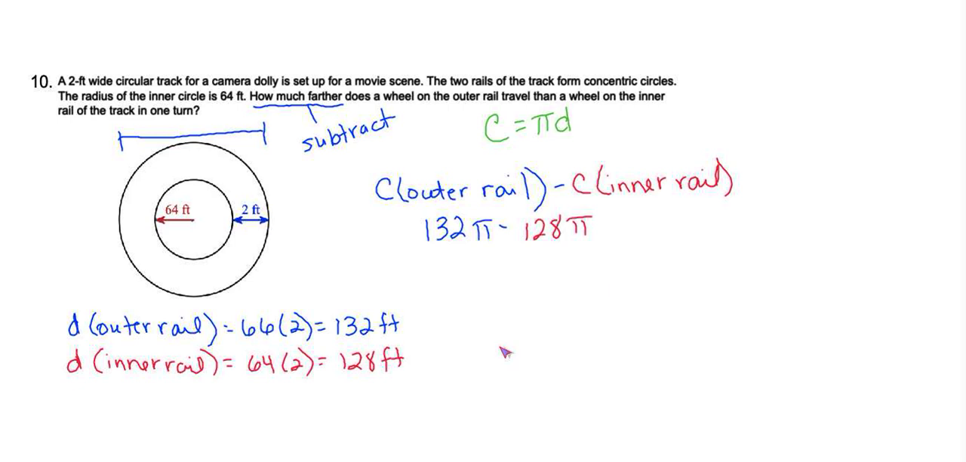So when we subtract, we're going to get 4 pi, and that's going to be in feet. So that's how much further the wheel would travel. Now, put it in your calculator if you need a rounded off value, and we can round this off to the nearest tenth. It's 12.6 feet.